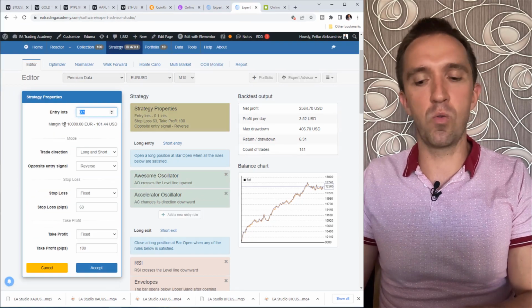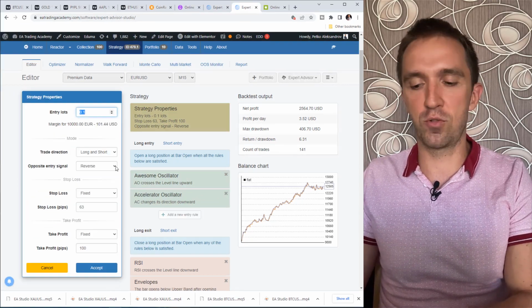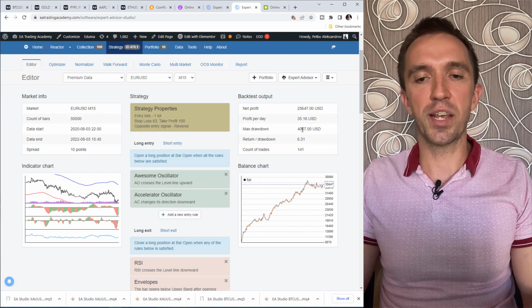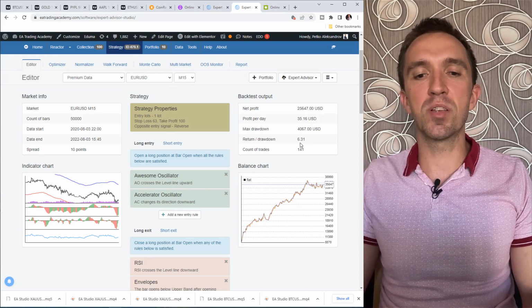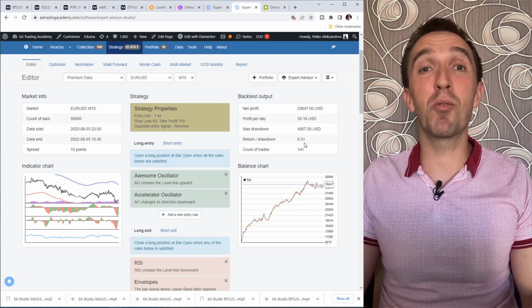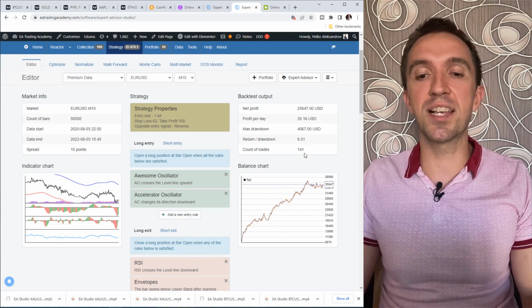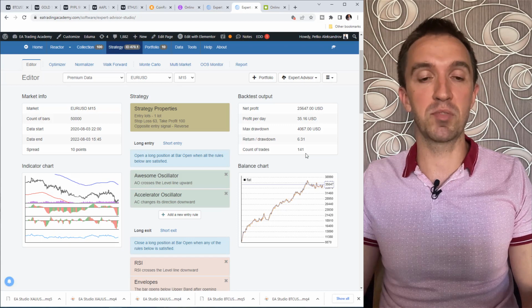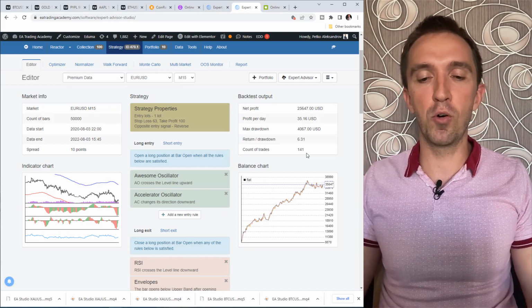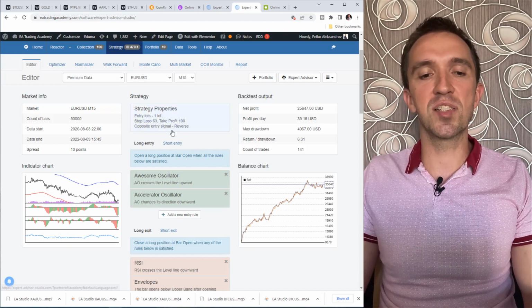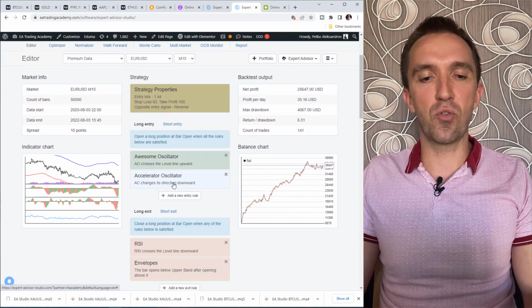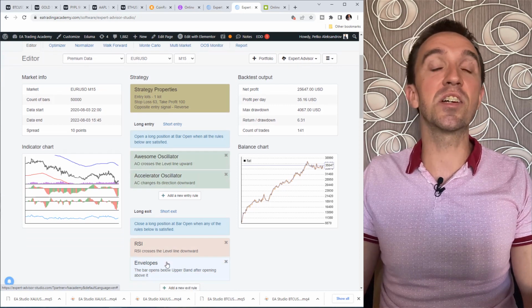It makes over $35 per day when trading with a 0.1 lot, and it has a return to drawdown ratio of 6.31. It was tested over 140 times, which is more than enough for me, and this strategy uses 2 indicators for entry and 2 indicators for exit.